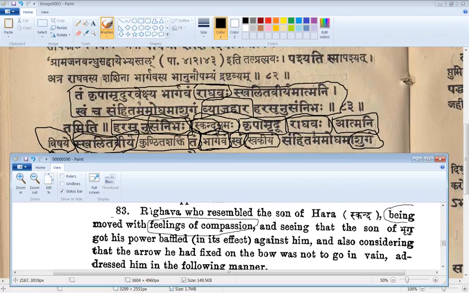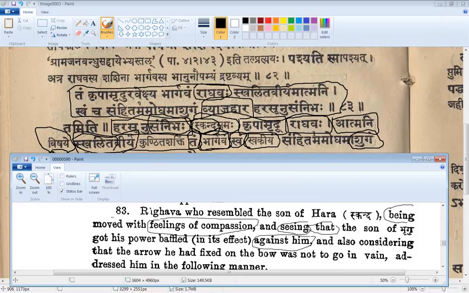And there is probably a cha somewhere, and seeing. Aveksha. Very good, aveksha. Drishtva. That is understood. The son of Bhrigu is Bhargavam. Got his power baffled. Skalita Viryam. Very good. The backward is Kuntita Shakti, Kuntita Shaktim. In its effect, against him. That's the Atmani. That is the Vishesha Saptami. With regard to him, against him.